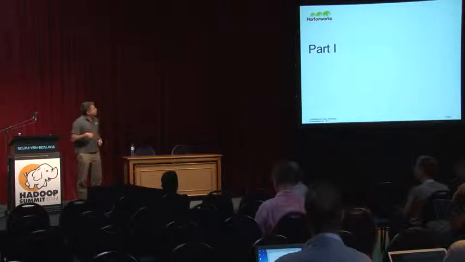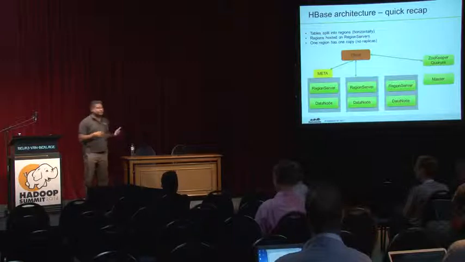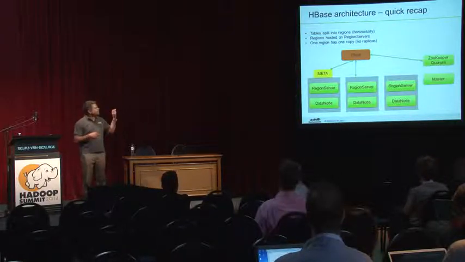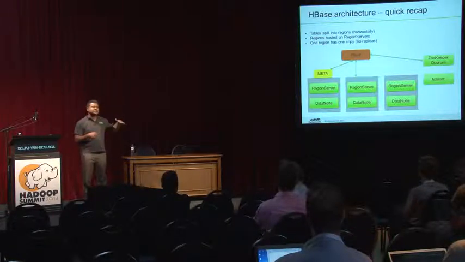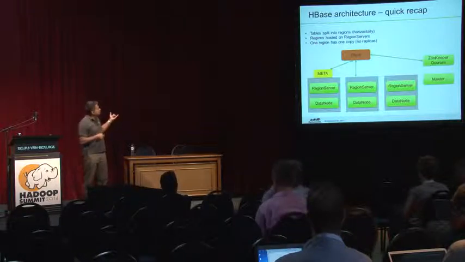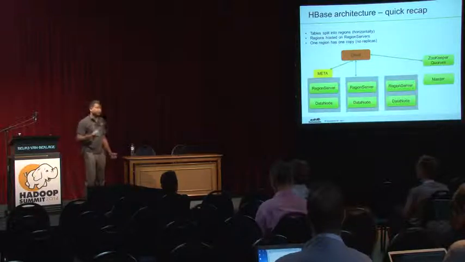Okay, so part one, a quick recap of the HBase architecture just to set the context for MTTR. In HBase we have a table split into regions in a horizontal way, and these regions are hosted on region servers. A region has only one copy in the cluster, okay? So a region gets hosted on only one server.